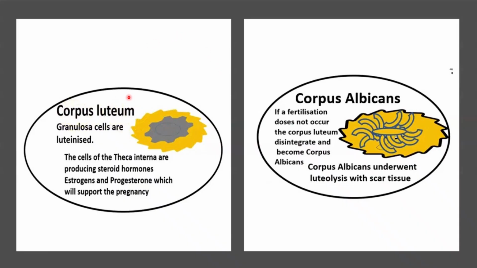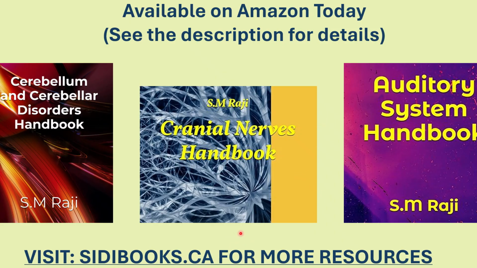One is before we find out if there's pregnancy, in preparation for pregnancy through the production of estrogens and progesterone, which are going to support pregnancy. And once corpus luteum realizes that there is no pregnancy, it's going to become corpus albicans. It's going to disintegrate, and corpus albicans is going to undergo luteolysis with scar tissue. Simple as that.